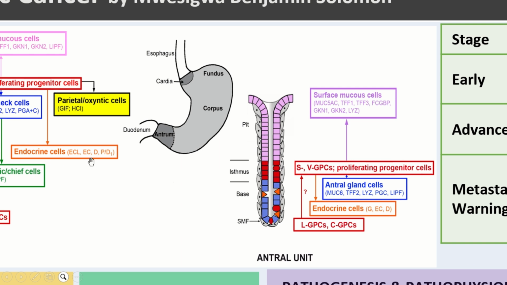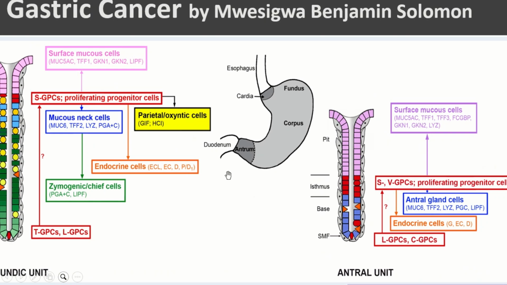In the antral unit, we also have the endocrine cells, just like in the fundic unit. But again here, we're going to have the gastrin cells, which are not in the fundic unit. We are going to have the EC cells too, and then the D cells. And these D cells majorly produce somatostatin. Somatostatin has an inhibitory effect on these secretory cells, the G cells specifically, that secrete gastrin. Gastrin is the one that influences the production of the hydrochloric acid, by acting directly on the parietal cells. So what happens is that some cancers are going to alter the way these things work.